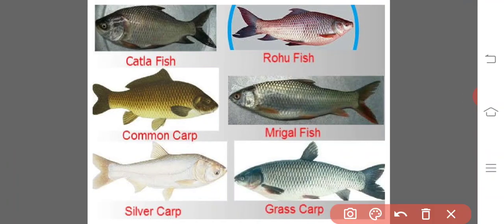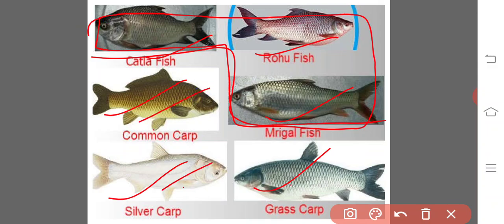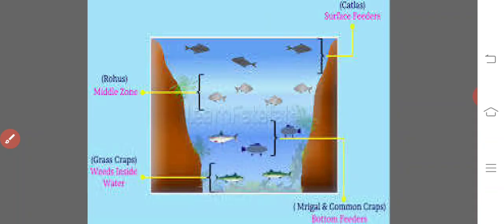So we may use Catla, rohu and mrigal fish at a time. Otherwise, we may also go for the common carp, silver carp and grass carp. The first three are of Indian origin, and these three are exotic resources from other countries.